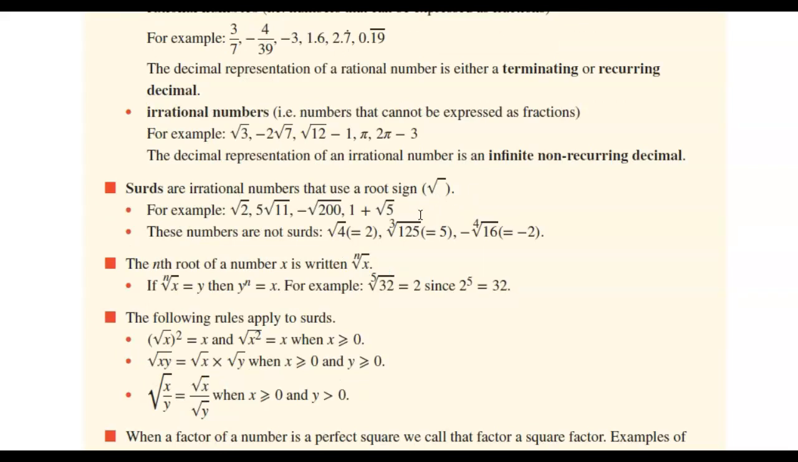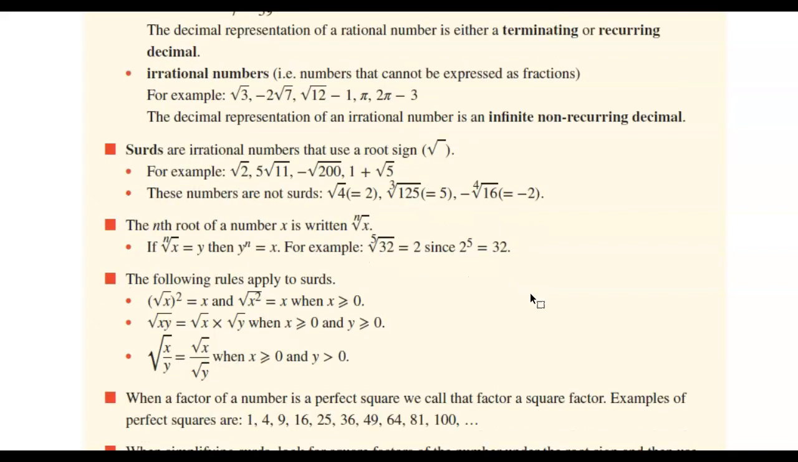These numbers are not surds. Okay, so the square root of 4 becomes 2. The cube root of 125 is 5. The 4th root of 16 is 2. So this just means 2 times 2 is 4. 5 times 5 times 5 is 125. Oh, sorry, 2 times 2 times 2 times 2 is 16. The nth root of a number x is written.